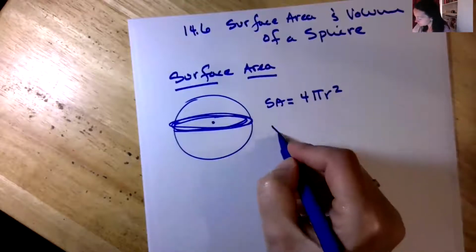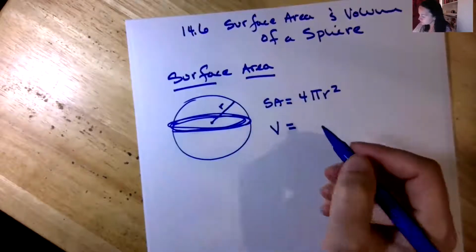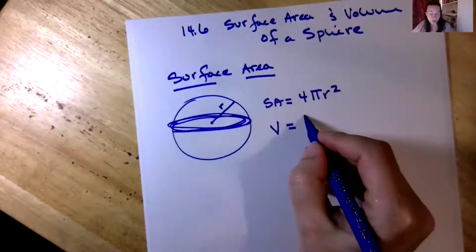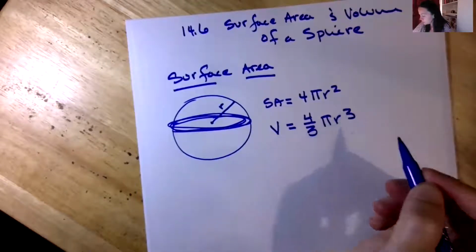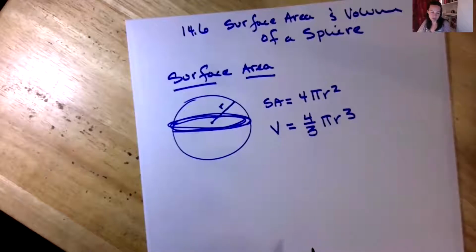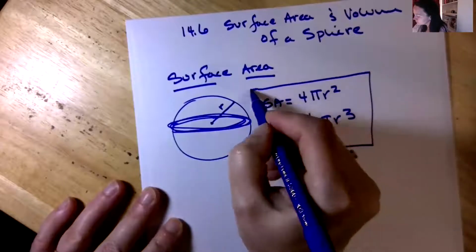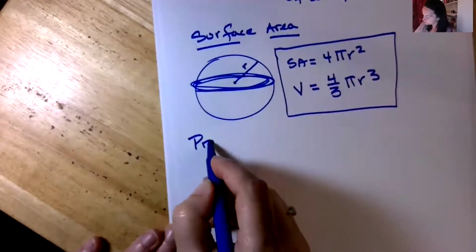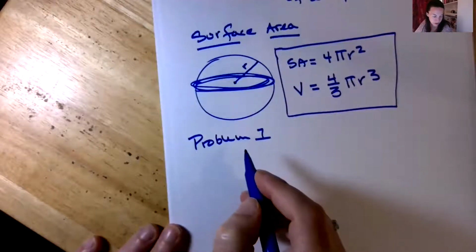Okay, volume. Volume for a sphere is going to be 4/3 pi r cubed. Those are the two major formulas that you need for this unit. So let's look at an example. Problem 1. Finding the surface area of a sphere.